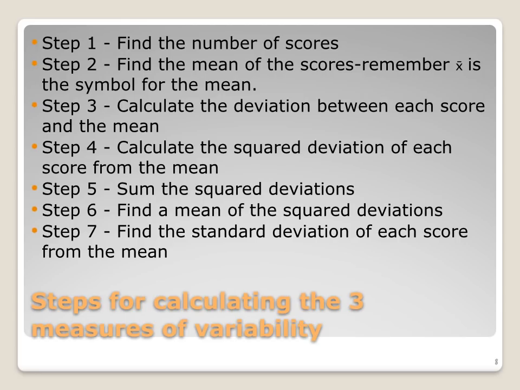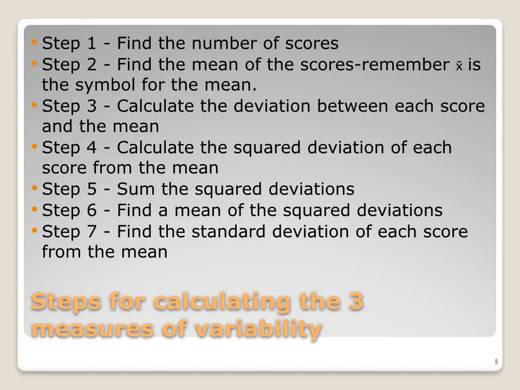So let's talk about the steps to determining how different scores are from each other. I'll describe it first in words, and then we'll go about calculating it using numbers and math. The words are merely to help you organize the steps in calculating the three measures of variability. As we go through the calculations, I will explain more in detail. So step 1, we're going to find the number of scores. So that's going to give us our value of n.